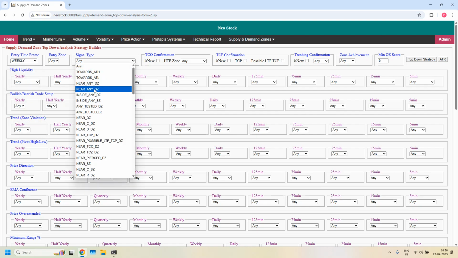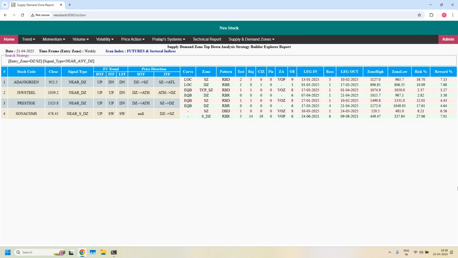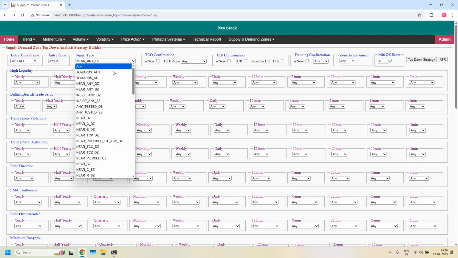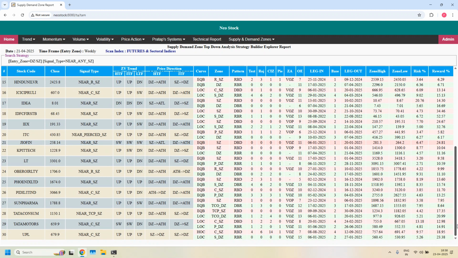Stocks near weekly demand zone. We got 4 stocks. Next, stocks near weekly supply zone. First 15 stocks in the list. Scrolling the list down, total 30 stocks are filtered.